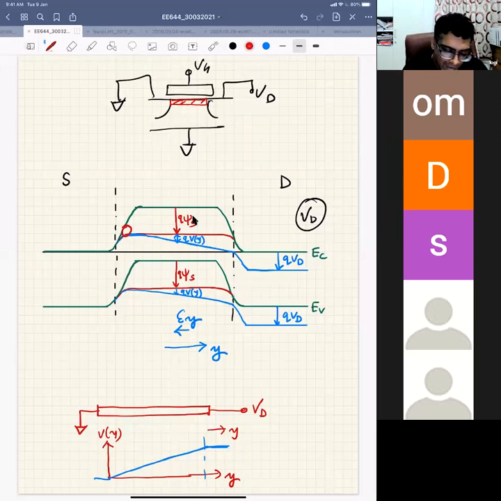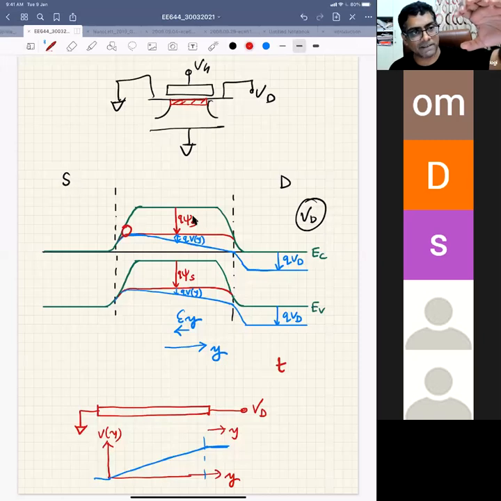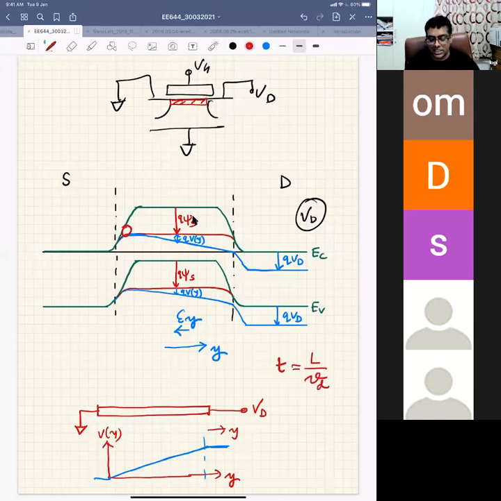And if I talk about how much time it takes, if I'm putting some electrons in the source side, how much time does it take to reach the drain? That time is the transit time. How much time the electrons take to go from source to drain side. This transit time is nothing but the length L divided by the drift velocity.